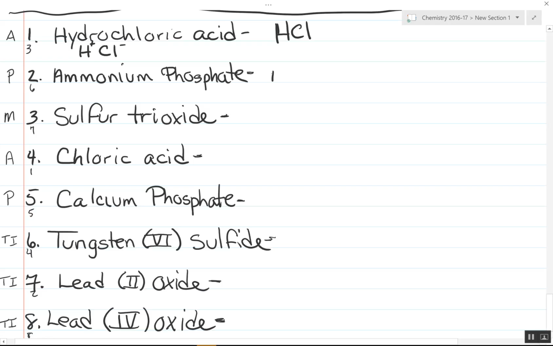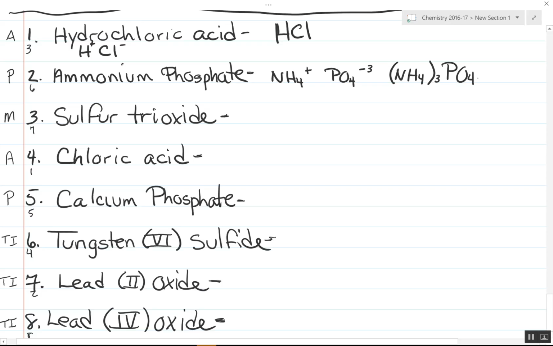Okay, we got NH4, which has a +1 charge. We have phosphate, -3 charge. So what do we got to do with the NH4? Parentheses, we need 3 of them to match with the PO4.